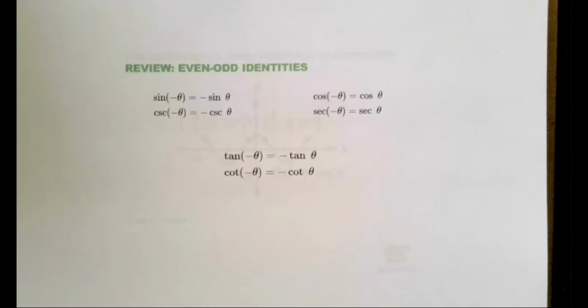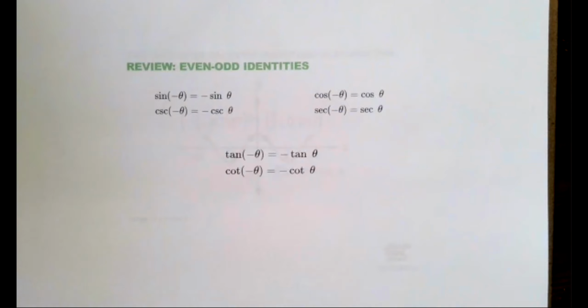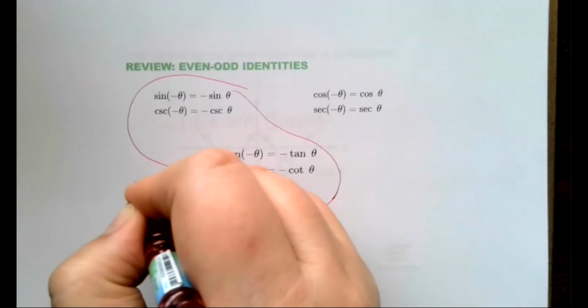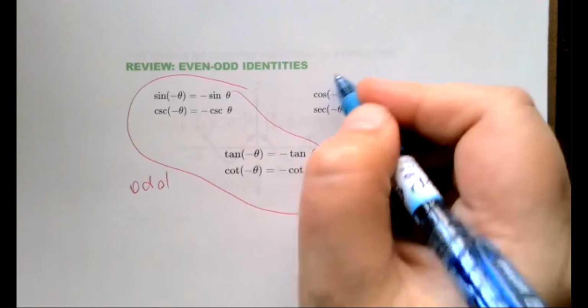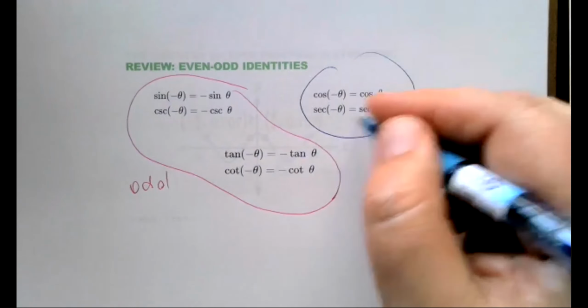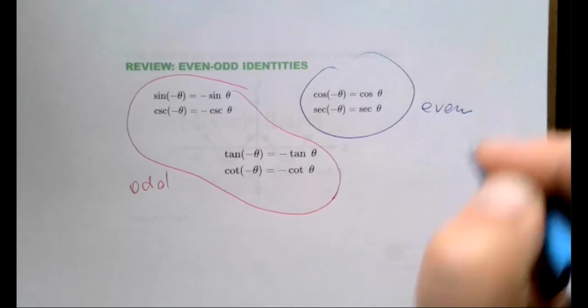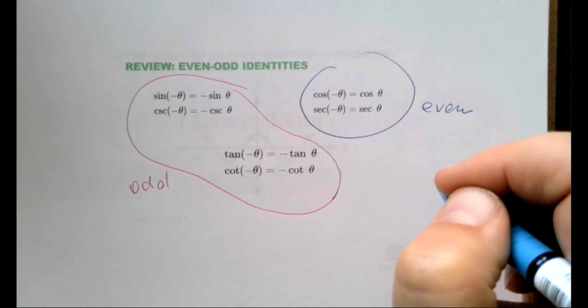Okay, let's talk about even and odd identities. We said before that the sine function is an odd function, and the cosine function is an even function. Also, tangent and cotangent are odd. So we have these functions that are odd, and we have cosine and secant, which are even functions. Now, what does that mean?